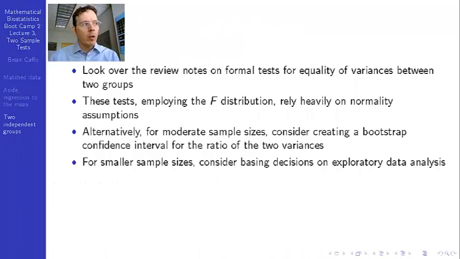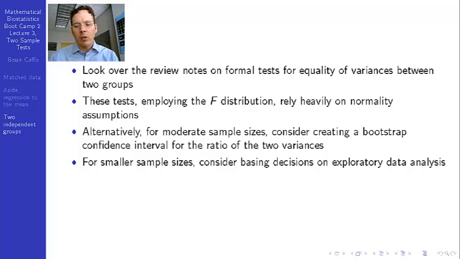We're moving through this stuff kind of quickly because we want to get to some more interesting stuff, and I feel like we've mostly already covered this by covering independent and paired group confidence intervals. But just some final notes. Look over the review notes on the formal test for equality of variances between two groups. I'm not a huge fan of this. Some books tell you to employ the following strategy: evaluate whether or not the variances are equal by performing a test of equality of variances, and then if you reject, do the unequal variance test, and if you fail to reject, do the equal variance test.